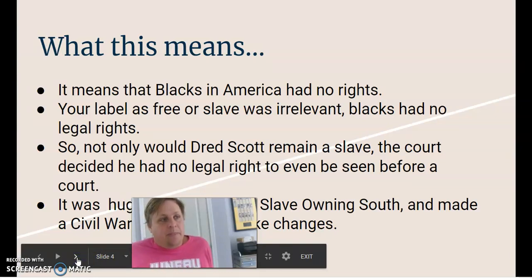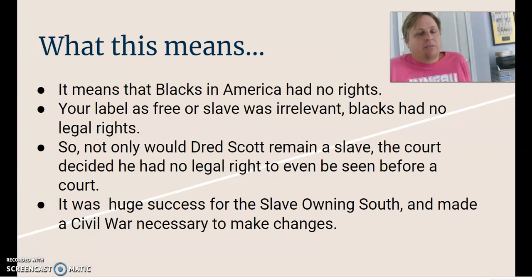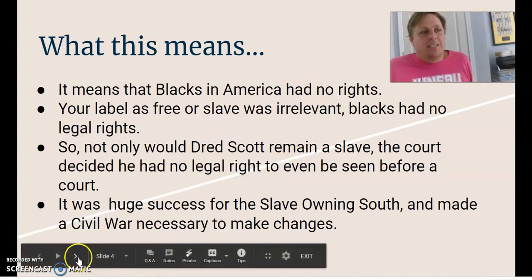So what does this mean? It means, first and foremost, that black Americans in the United States have no rights. Your label as free or slave was irrelevant. So a freed black man in the North had the same rights as an enslaved black man in the South. It did not matter; your skin color defined your rights. So not only would Dred Scott remain a slave, the court now decided that he had no legal right to be seen before a court. Again, a huge success for the slave-owning South, and it made the Civil War now necessary to change these rights.